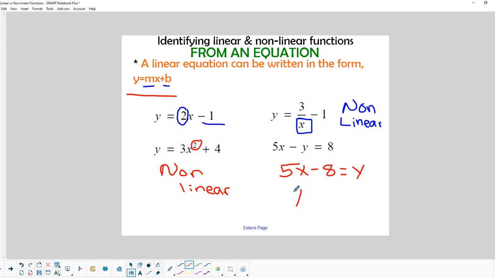and now we can just flip sides so that they're reflected across the equal sign. And there's our slope-intercept equation. So this one would be linear. And so would this one.